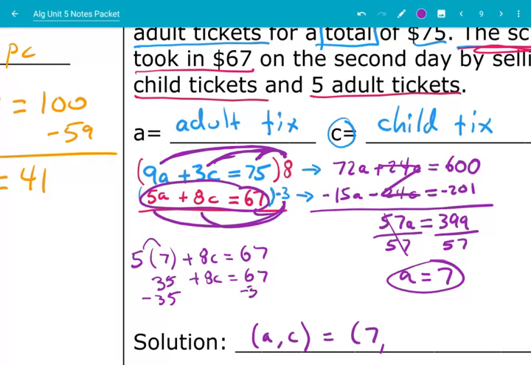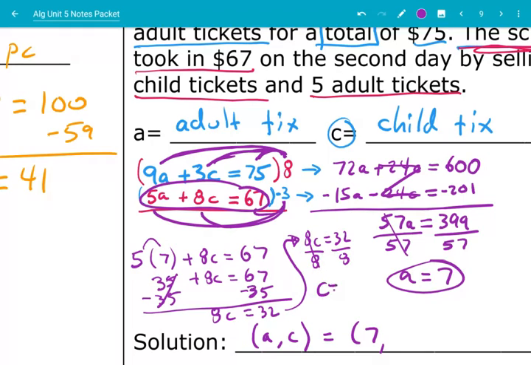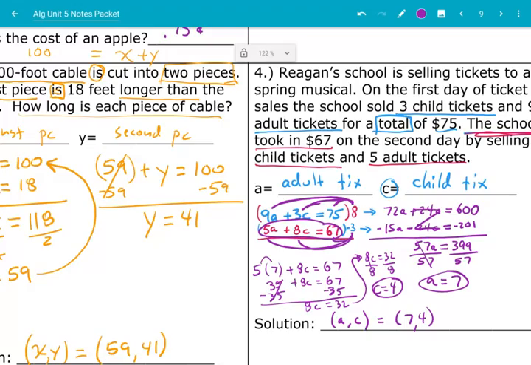Let's subtract 35 from both sides. That goes away, so now I have 8C equals 67 minus 35. 67 minus 35 is 32. I know this is getting a little sloppy. 8C equals 32. Divide by the coefficient. C equals 4. There's the second bit, so 4. There's our solution.